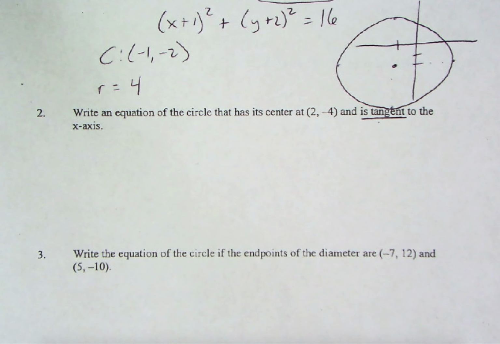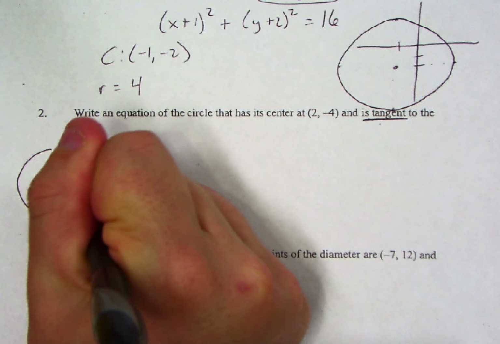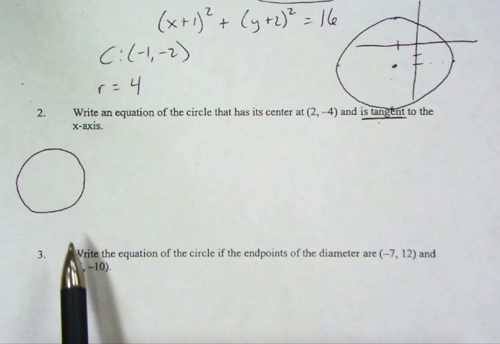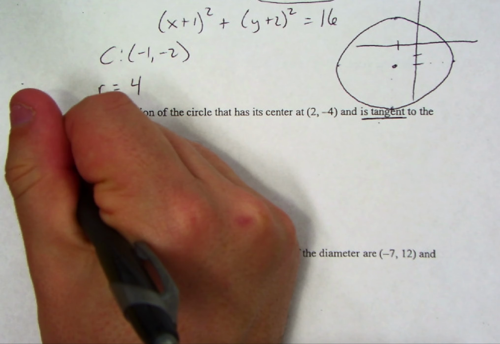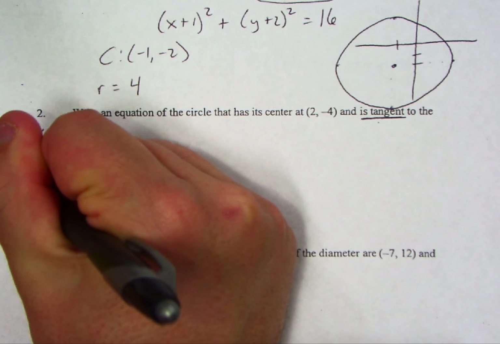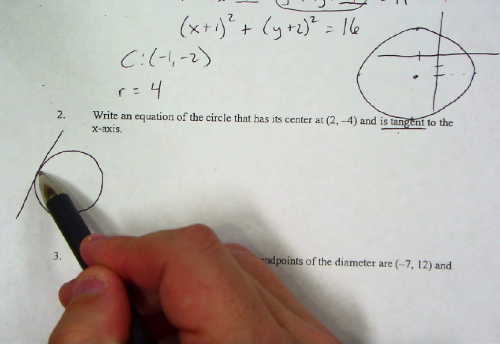Tangent, if you think back to geometry, I don't know how much you remember from geometry, but if you have a circle and you have a line that's tangent to that circle, that means you have a line that's only going to touch the circle at one point. Like I would say this line is tangent to that circle. It intersects it at one point.